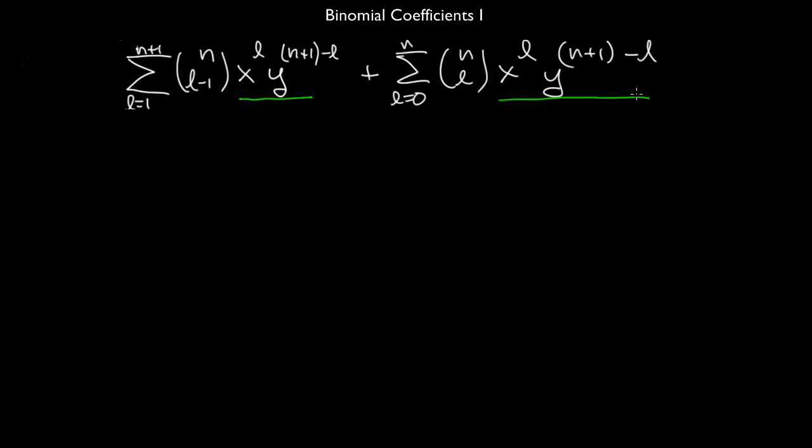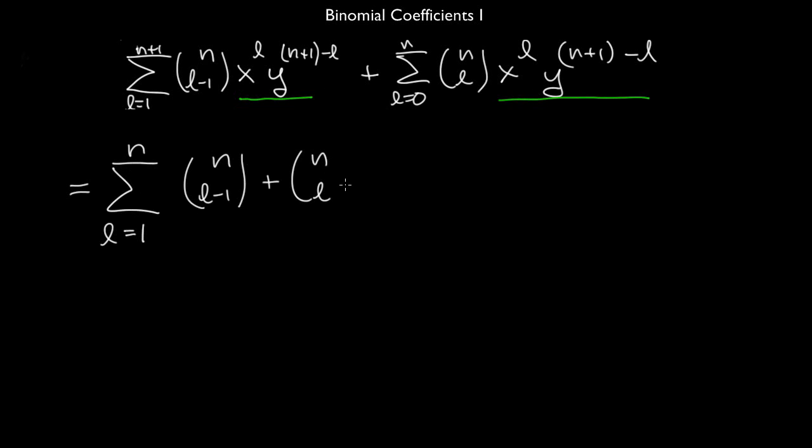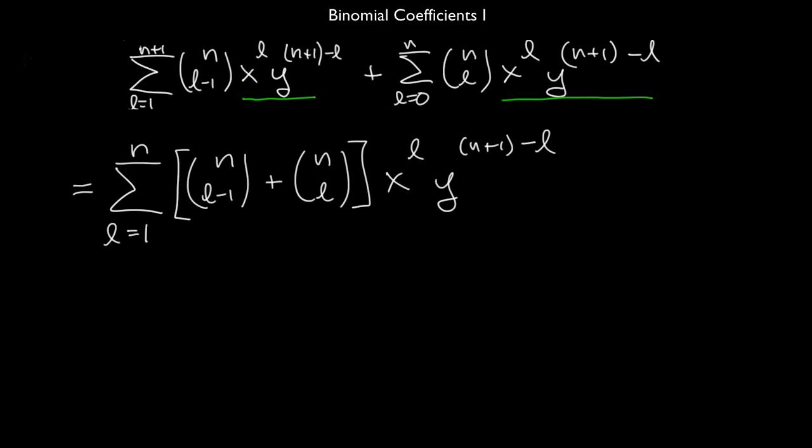Okay, well, so these two terms are exactly the same. So I can split them off. And let's see, I have the sum from 1 to n. I can't go all the way up to n plus 1 because the other term only goes up to n. So when I pull out the same terms, I get x to the L, y to the n plus 1 minus L. And I only run from 1 to n. So I've missed a couple of terms.